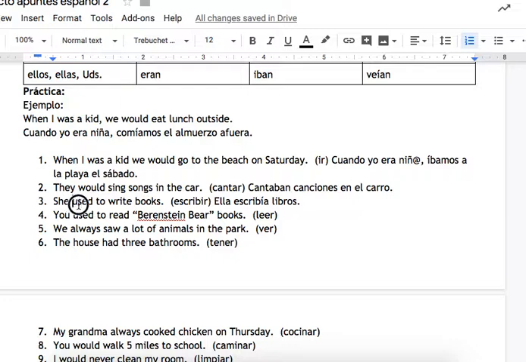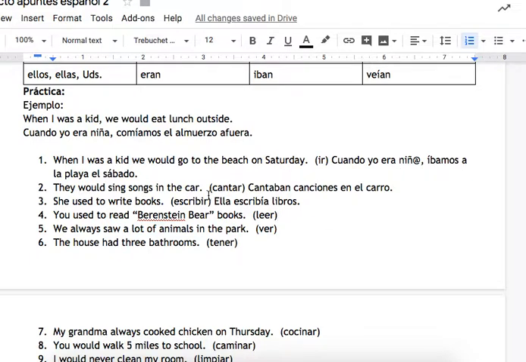The part that says used to write or used to read or would sing or would go, that's all built into the way the verb looks. When we change a verb into this certain tense, it means like always used to or would always do.